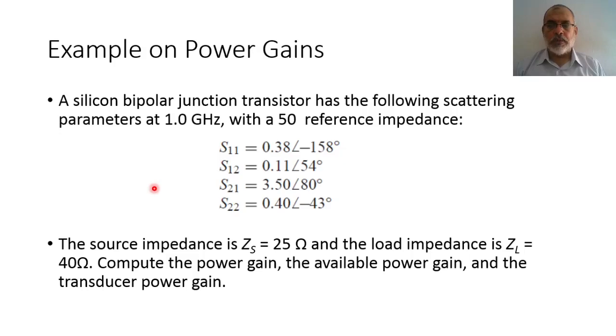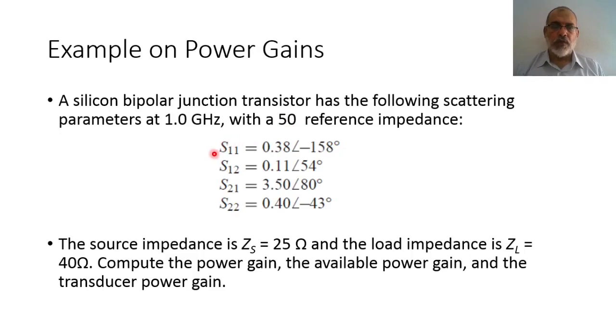Now we are going to present a numerical example for calculating such power gains for a real microwave transistor. We say that we have a silicon bipolar junction transistor with the following scattering parameters at 1 GHz. It should be noted that the S parameters of any transistor depend on the frequency, and also on the biasing condition of the transistor. So for each frequency and each biasing condition, we will have different S parameters. At 1 GHz with 50 ohm reference impedance, as we said, we are calculating the S parameters with respect to Z naught. So what is the value of Z naught? The value of Z naught here is 50 ohms.